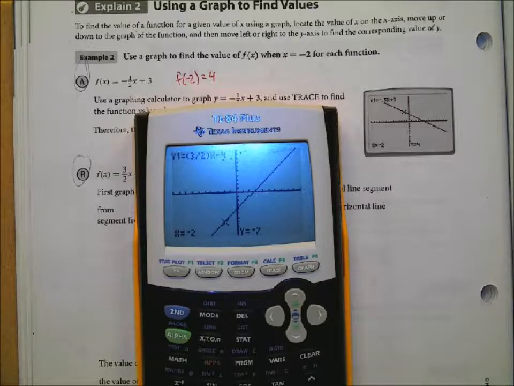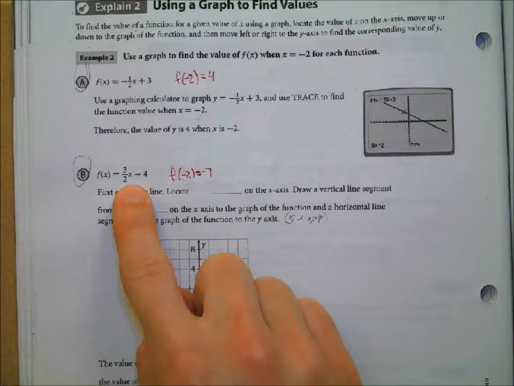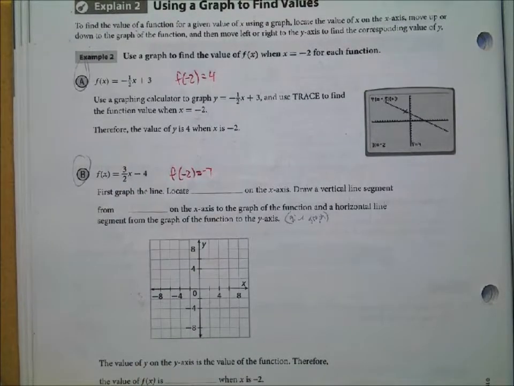Of course, we could have done this another way by just plugging negative 2 in for x right here, doing 3 halves times negative 2 minus 4, right? That would give us negative 7 as well. So that's option 2.